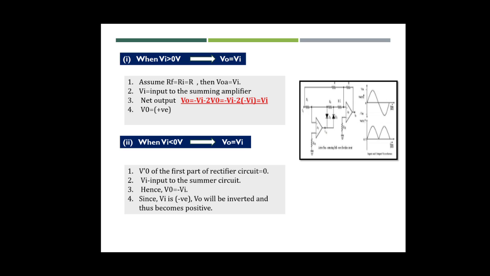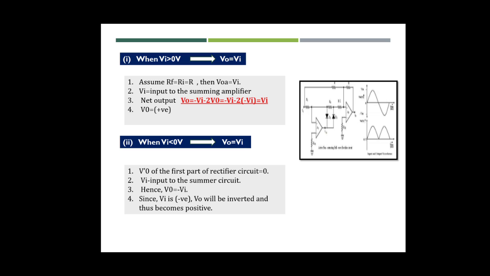When Vi is greater than 0 volt, we assume that Rf equals Ri equals R, and the output voltage VOA equals Vi. The voltage V0 appears as a negative input to the summing op-amp circuit. Input Vi also appears as an input to the summing amplifier. Then the net output is V0 equal to Vi.